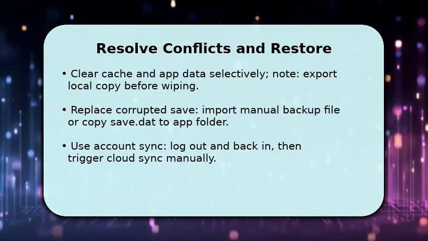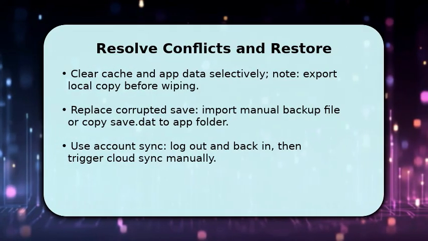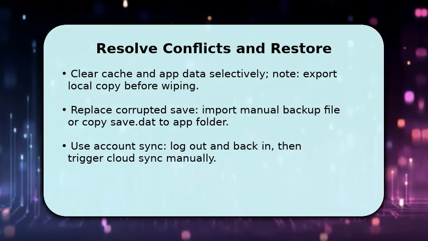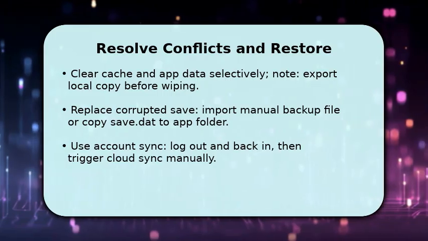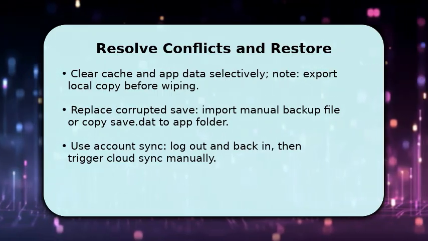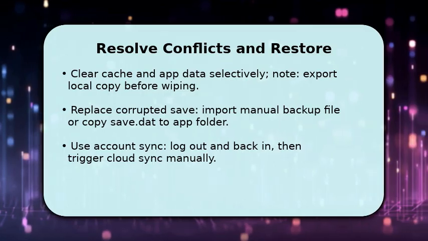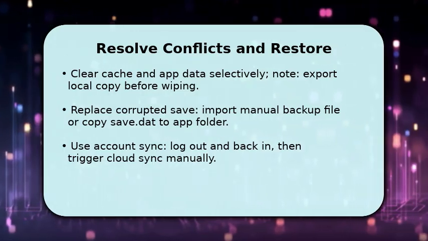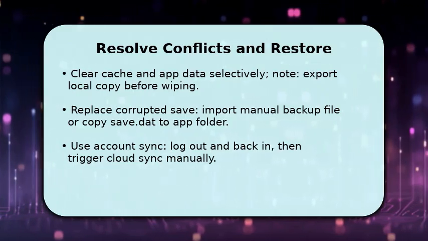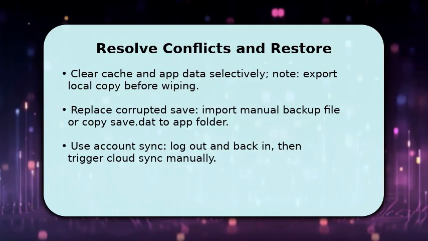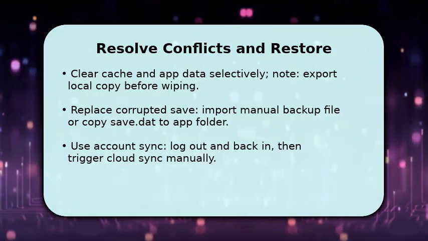Next, you'll handle the middle work. Clear cache and app data, but only after exporting a local copy. This preserves progress if clearing resets settings. If the error comes from a corrupted save, copy a known good save.DAT into the game's storage or import your manual backup. Then force the cloud sync by signing out and signing back into your account and trigger a manual upload. These steps resolve common conflicts between local and cloud states and rebuild a clean sync baseline.